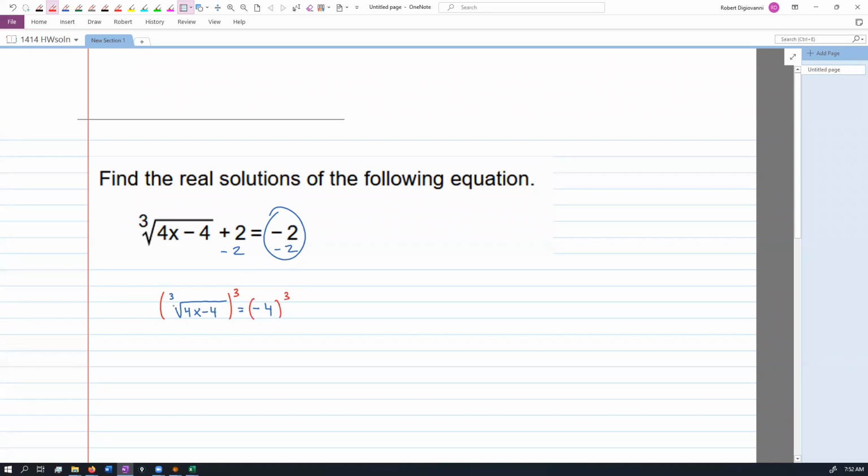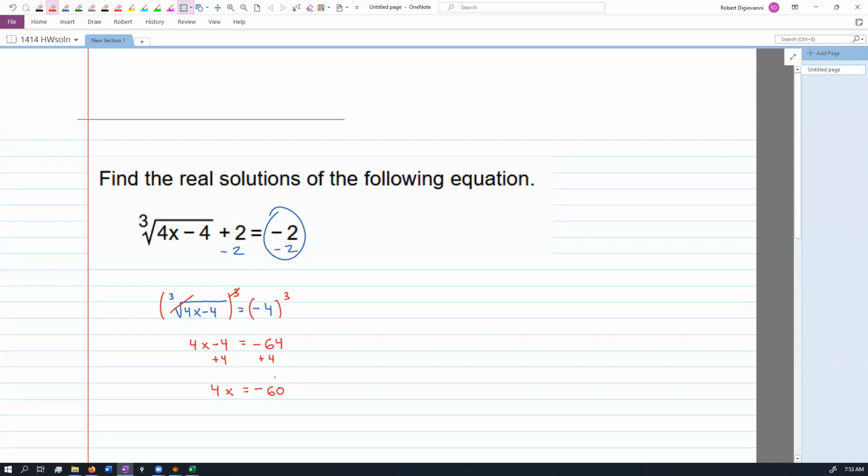So when we do it on the left side, it kills off the cube root, we're just left with the 4x minus 4. And then over here, we're going to do -4 times -4 times -4, which is -64. And then we will just solve this little linear equation. We'll add 4 to both sides. So we get 4x equals -60.